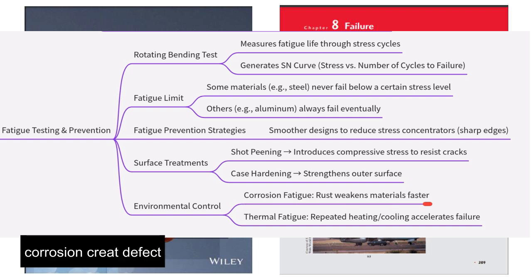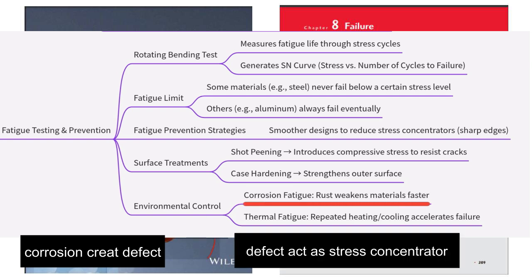Because the corrosion can create pits and other surface defects. And those defects act as stress concentrators. So it's kind of like weakening the material. It's weakening the material, and then the stresses deliver the knockout punch. So it's like a 1-2 punch. It is a 1-2 punch.